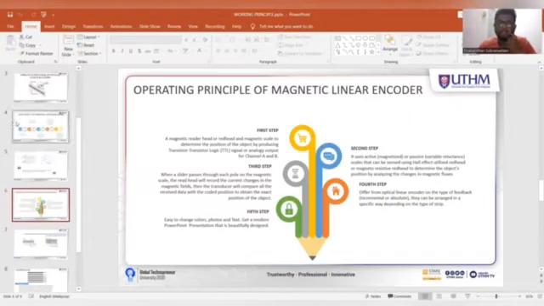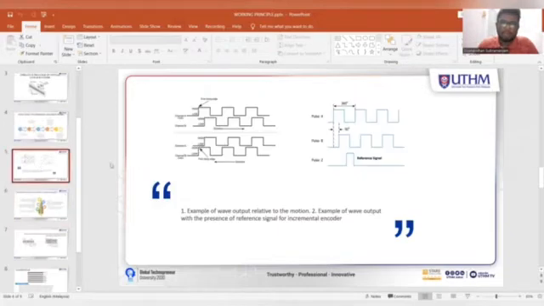So just now we looked at how the optical encoder works. Now we will see the operating principle of the magnetic linear encoder. First, a magnetic reader head or read head and a magnetic scale determine the position of the object by producing transistor-transistor logic, which we call TTL, and then an analog output for channels A and B. This will be our A and B.